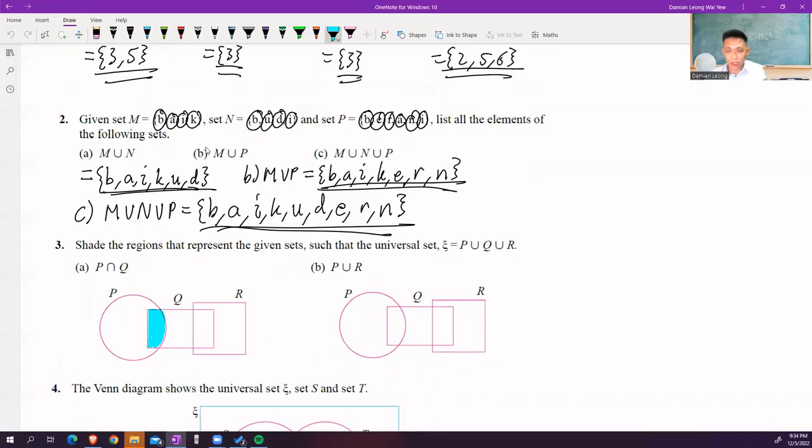Then part B is P union R. Union means combine. So I take the set P and combine it with the set R. That is the P union R.